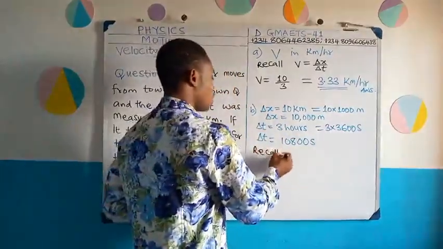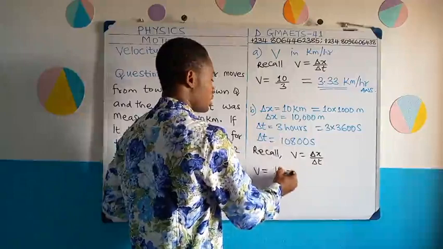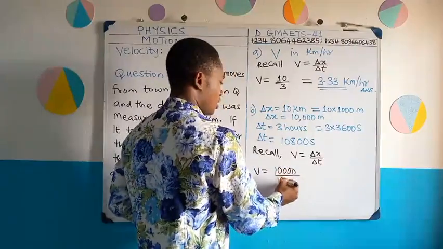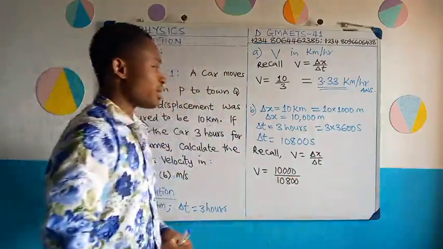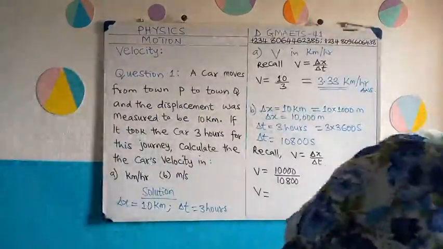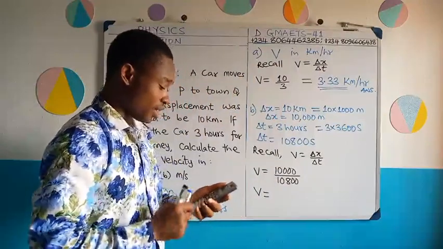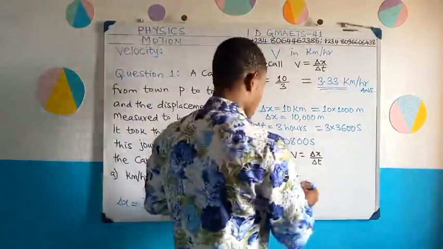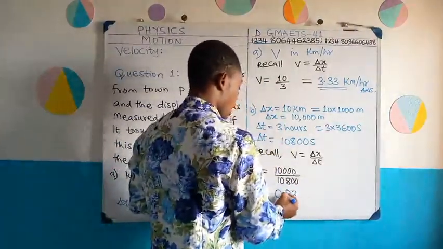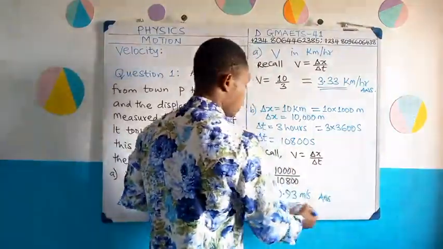Alright, once again we recall our formula. You know that velocity is displacement over time. So our velocity will now give us 10,000 divided by 10,800. So what would this give to us? Let's find out. I'm going to reach out for my calculator. So this is 10,000 divided by 10,800. What I have here is 0.925. So let me approximate it to 0.93, which is now in meter per second. So this is my answer in meters per second.